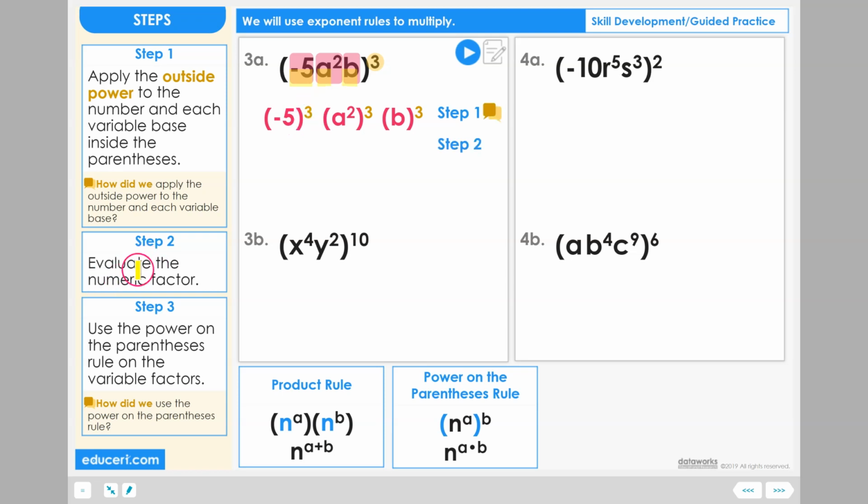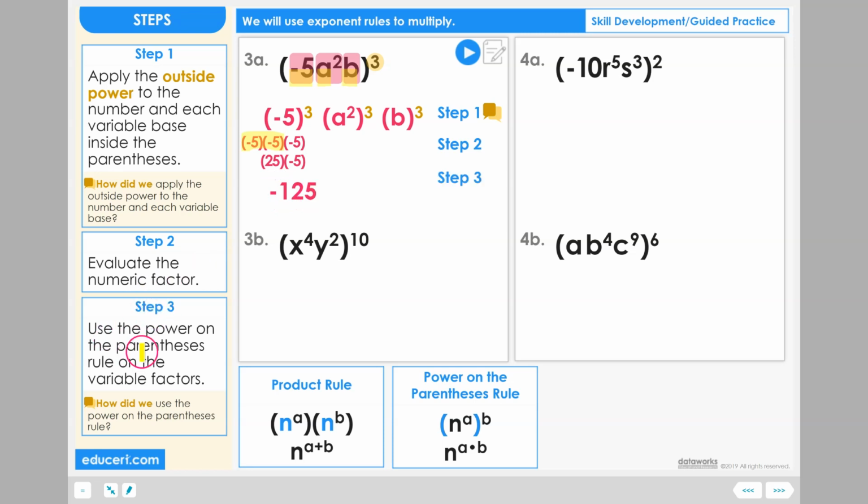Step 2. Evaluate the numeric factor. -5 to the third power is -5 times -5 times -5. -5 times -5 equals positive 25. And 25 times -5 is a negative 125.